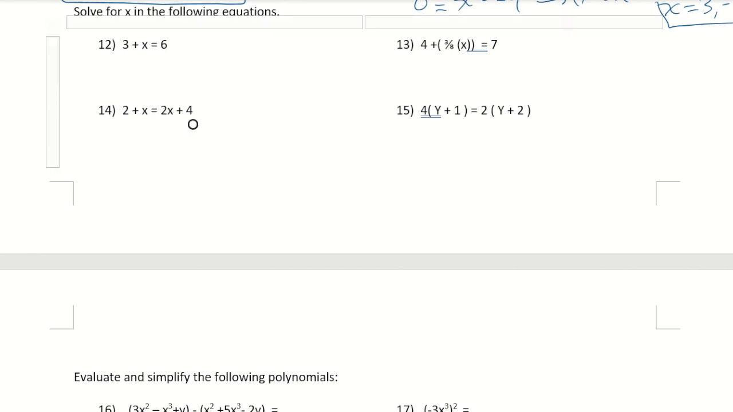So now we're just solving for x. This is going to be some like balancing equations. So minus 3, x equals 3.